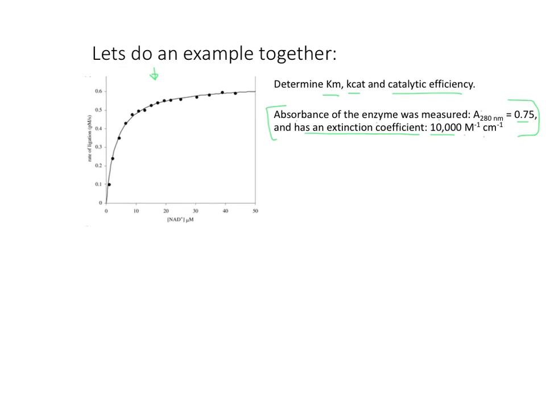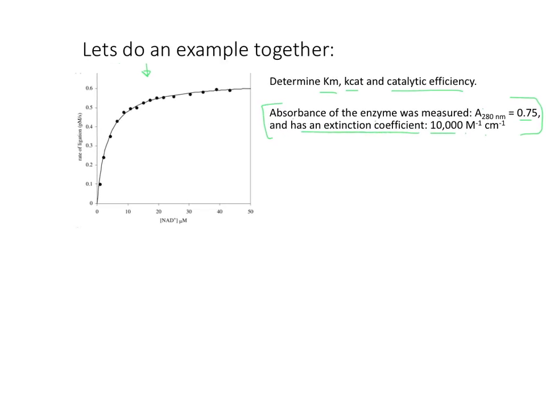Okay, so remember our Km. We have to find the Vmax. So let's say our Vmax is about 0.6. So I'll just collect that information. I might as well. Vmax 0.6.